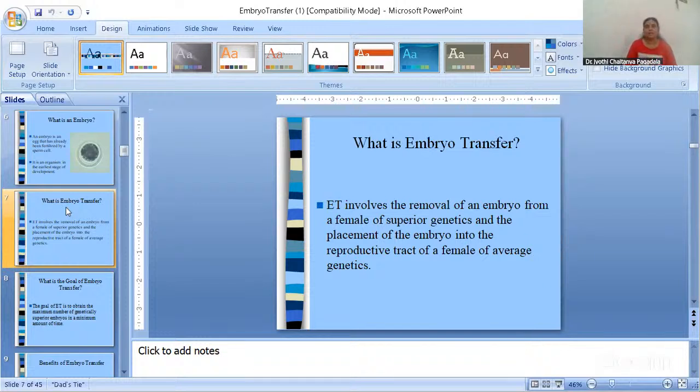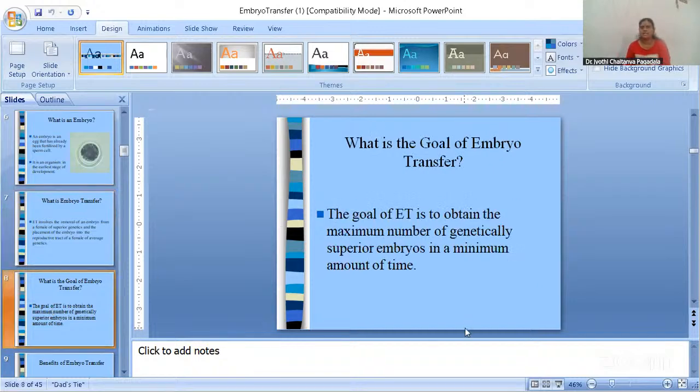We discussed in what way we use the embryo transfer technique, and how to remove the embryo from a female of superior genetics, and placement of the embryo into the reproductive tract of a female of average genetics. The goal of embryo transfer is to obtain the maximum number of genetically superior embryos in a minimum amount of time.